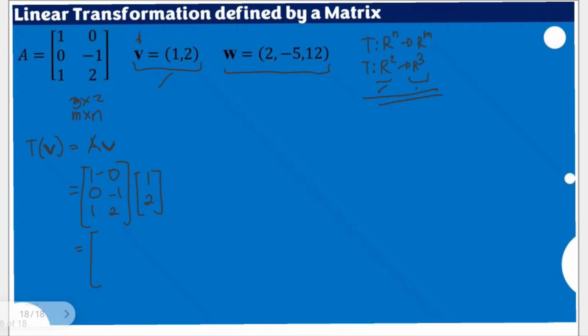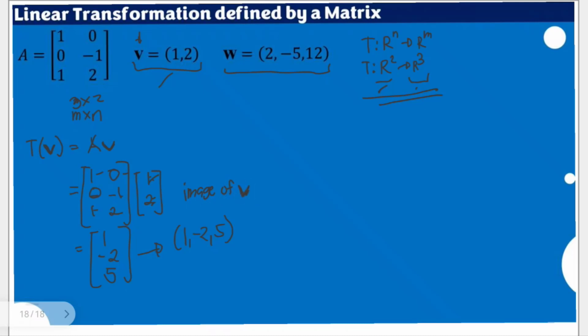So simply multiply, and you will have the image of your vector V. 1 times 1 is 1, 0 times 2 is 0, so you have 1. 0 times 1 is 0, negative 1 times 2 is negative 2. 1 times 1 is 1, 2 times 2 is 4, and 1 plus 4 is 5. In vector form, we have 1, negative 2, and 5. And this is the image of your given vector V.